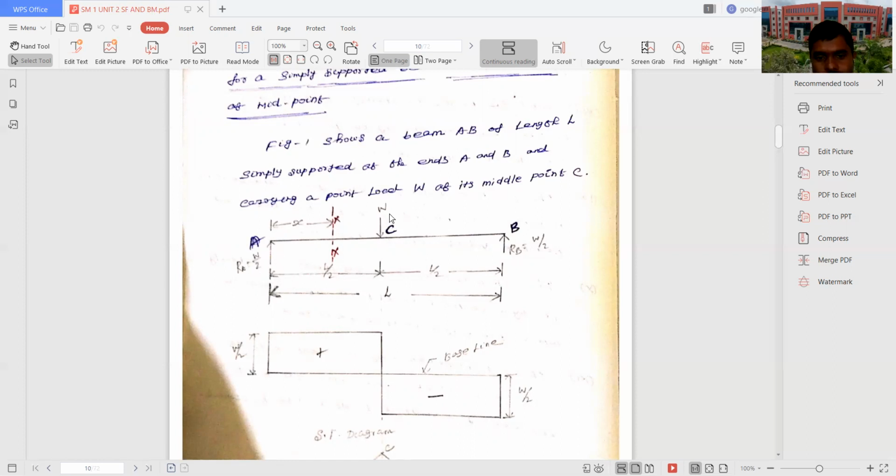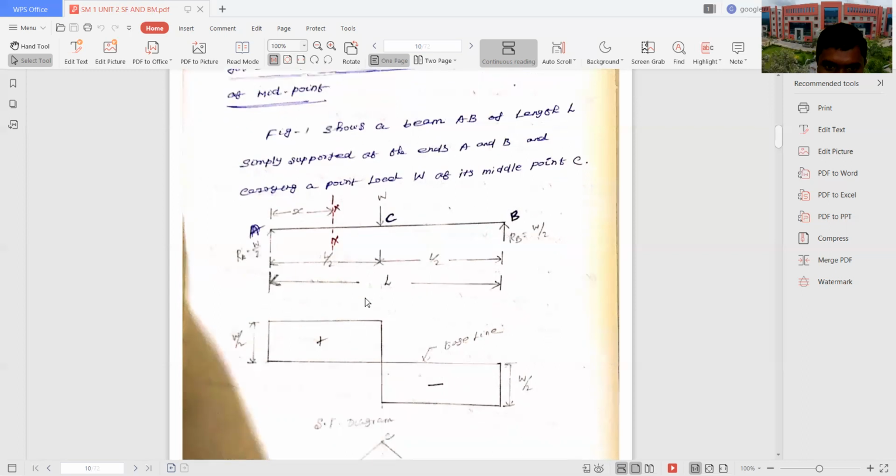Here you can see this is a simply supported beam with a symmetrical load. W is acting at the center, therefore it is a symmetric load. Therefore, the reactions will equally resist this W. At A, RA will be equal to W by 2. At B, RB will be equal to W by 2. So this side W by 2 and this side W by 2 will resist the load W. Therefore, RA equals RB equals W by 2.